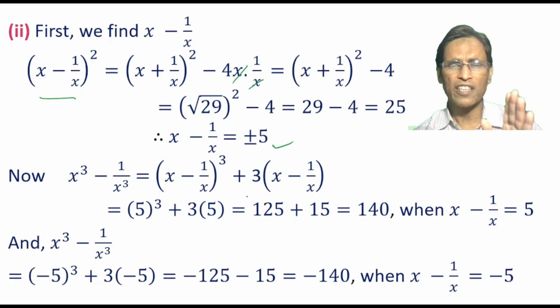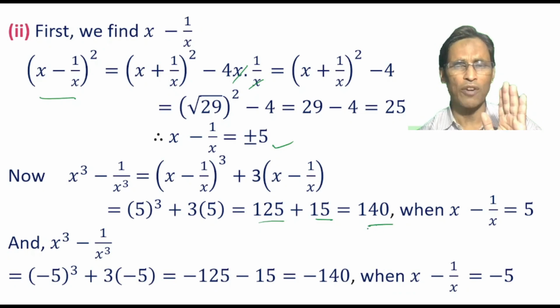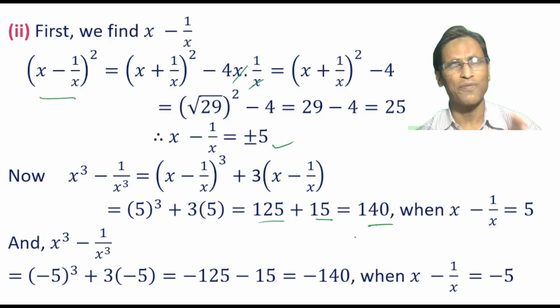So first we take the value of x minus 1 by x as 5. Therefore x minus 1 by x is replaced by 5, and so it is 5 cube because (x minus 1 by x) to the whole cube is here. And the next term 3 into (x minus 1 by x) comes as 3 into 5. Now the cube of 5 comes 125, and 3 into 5 comes 15. So the sum of 125 and 15 comes 140, and so this is the value of x cube minus 1 by x cube when the value of x minus 1 by x is 5.